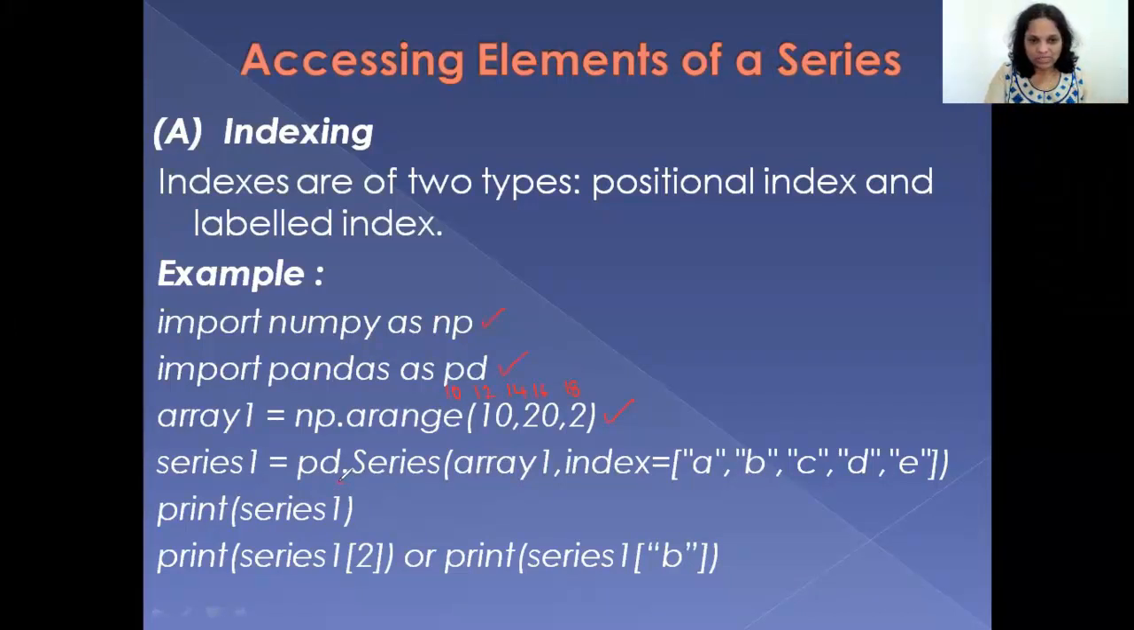With the fourth line, I've made use of the Series function. I am creating a series using the NumPy array and giving a labeled index, which means my series is going to look like this: A with value 10, B with value 12, C with value 14, D with value 16, and E with value 18. But don't forget that these elements also have a positional index, which is 0, 1, 2, 3, and 4.